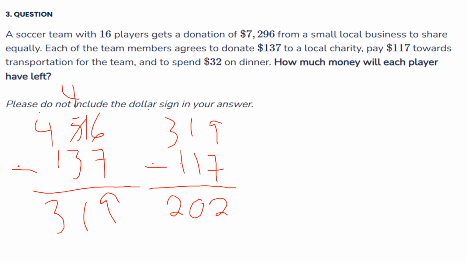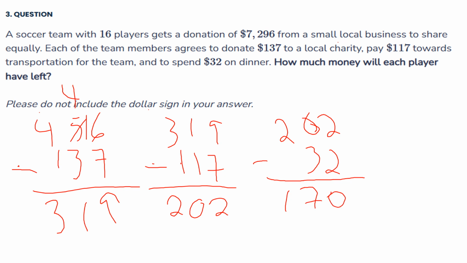So we're going to take that 202 and subtract $32 from that. And that's going to give us 170. So 2 minus 2 is 0. Let's take 1 from here, put that there. So 10 minus 3 is 7. And then 1 minus 0 is 1. So it looks like each team member will have $170 left over.